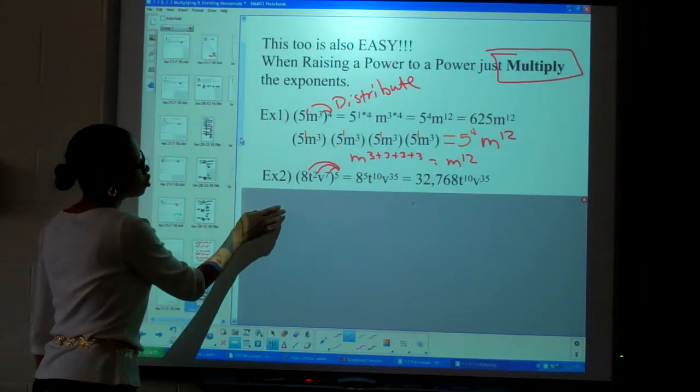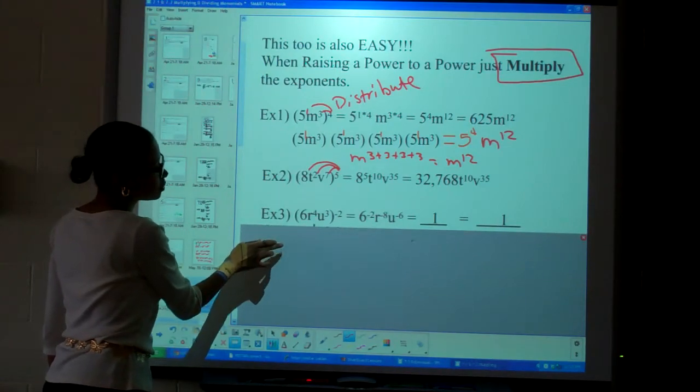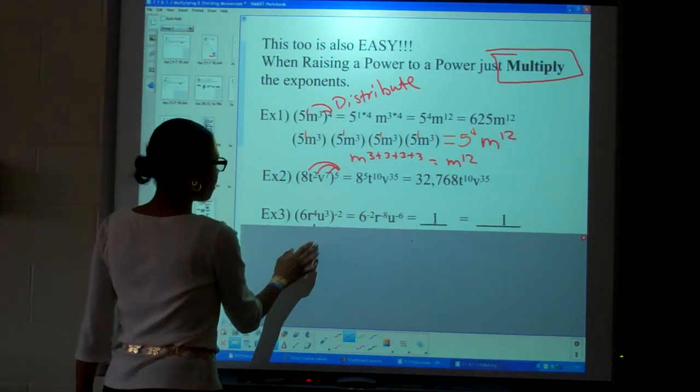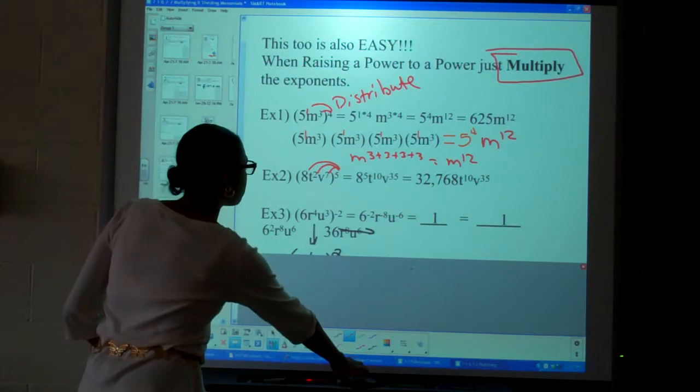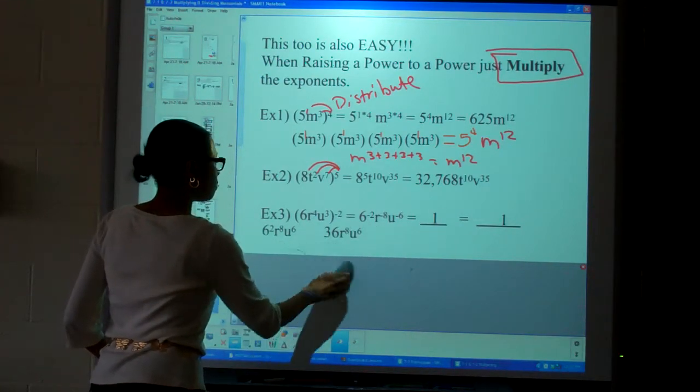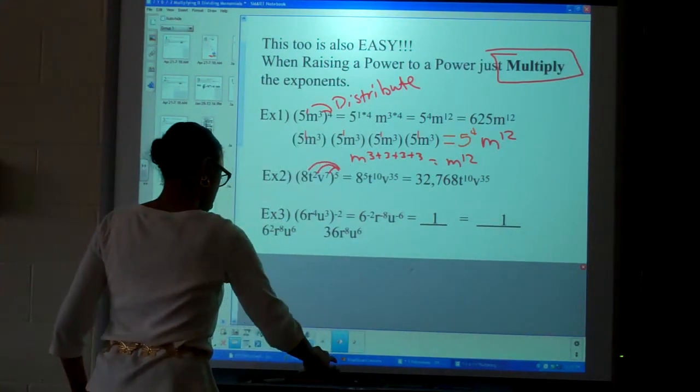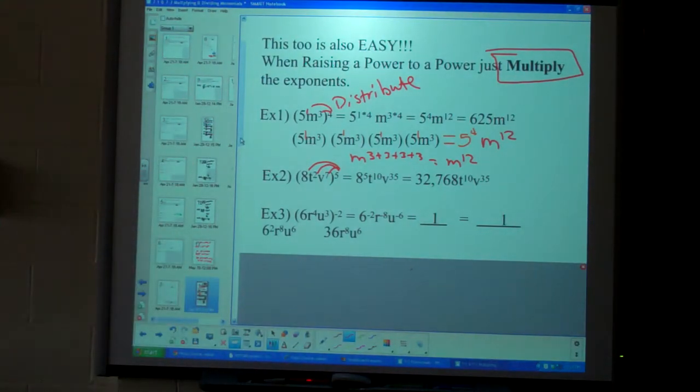Example number 3. So here I have, and I probably need to move this over a bit. Let's see if my computer will go.